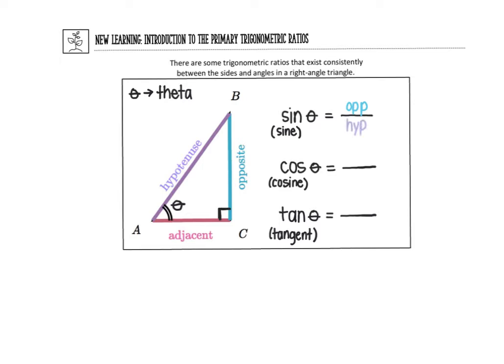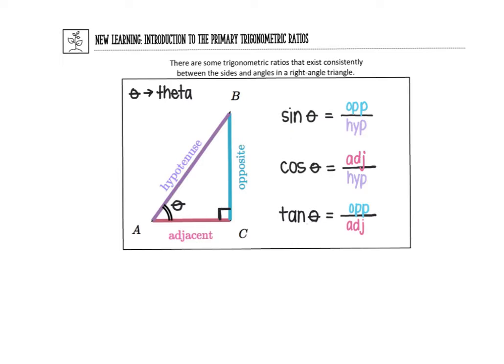by the hypotenuse length. The cosine of theta is going to be equal to the adjacent length over the hypotenuse length. And the tangent, or the tan of theta, is going to be equal to the opposite length over the adjacent length. These will always be the ratios that you will use. These are the formulas for the primary trig ratios.